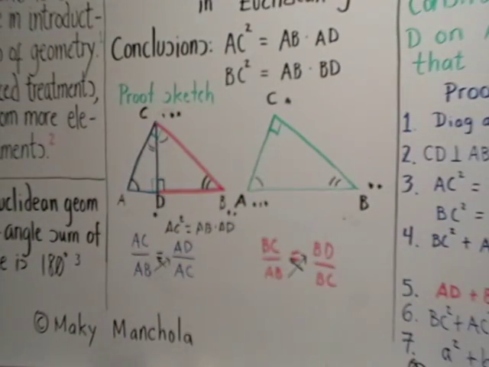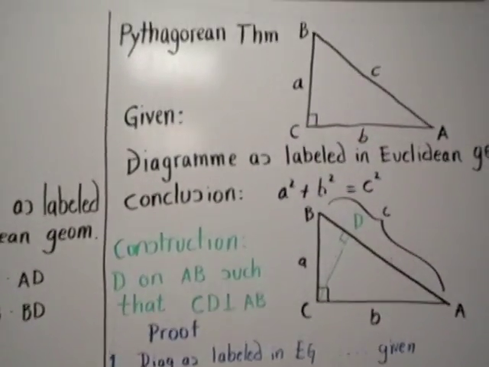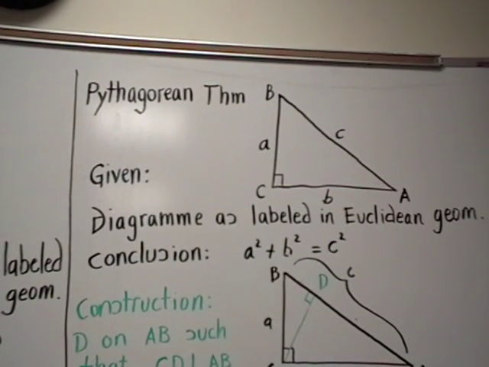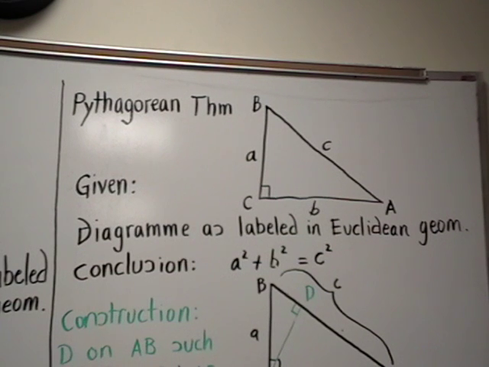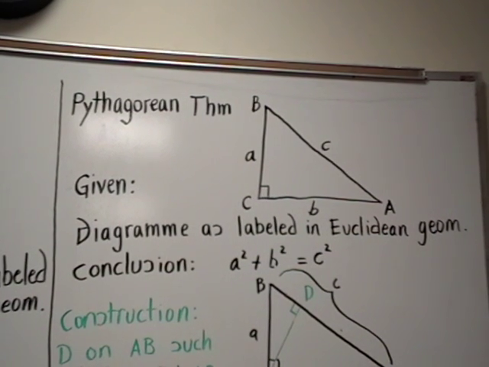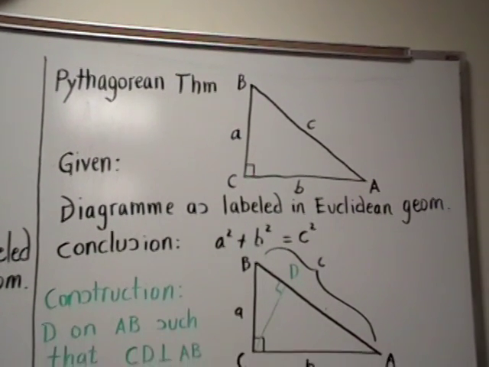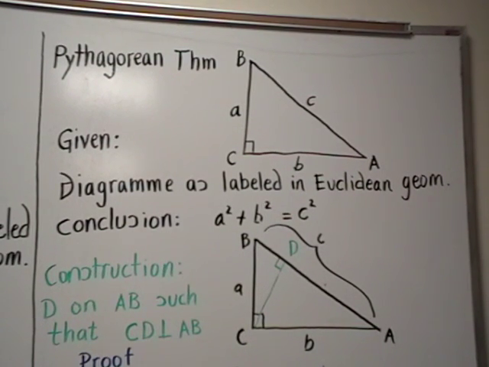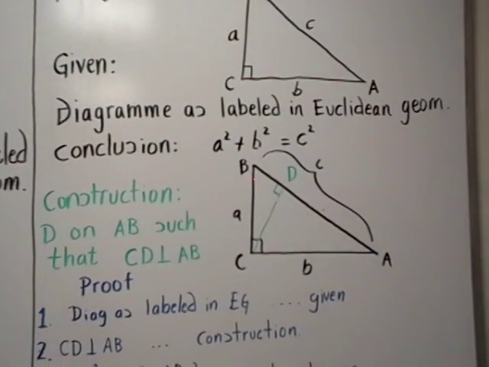Now let's take a look at the Pythagorean theorem. We're now ready to address it. Here it is. You have a right triangle ABC, side A opposite to angle A, side B opposite to angle B, and side C opposite to angle C. That makes C the hypotenuse because angle C is the right angle. That triangle happens to be in Euclidean geometry. So what's our conclusion? Our conclusion is that A squared plus B squared equals C squared. The sum of the squares of the legs is the hypotenuse squared. We are very familiar with that statement.